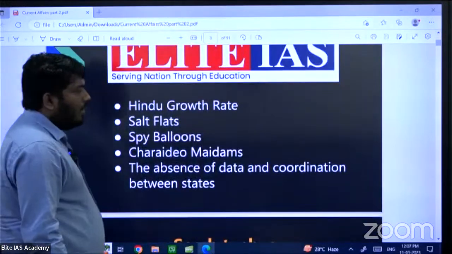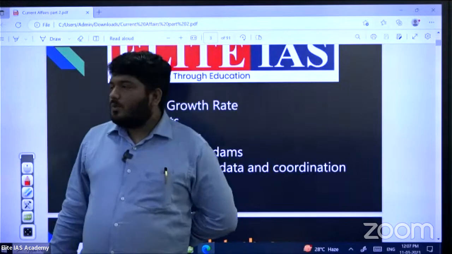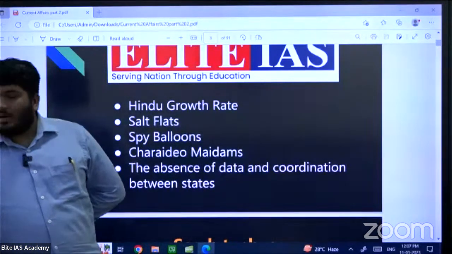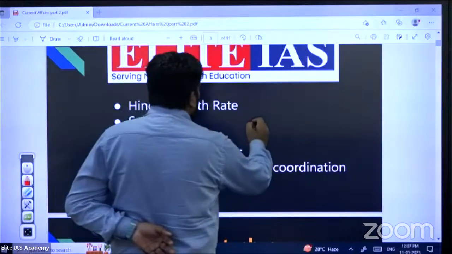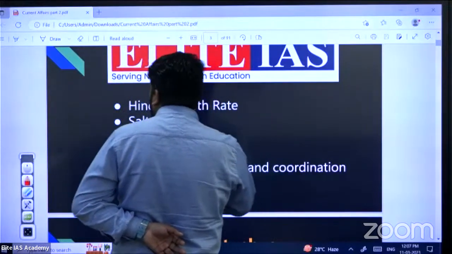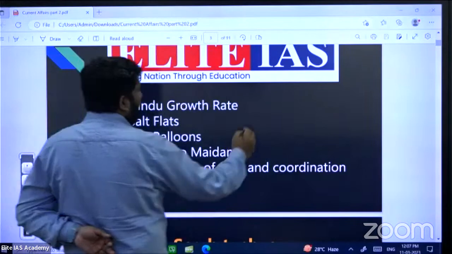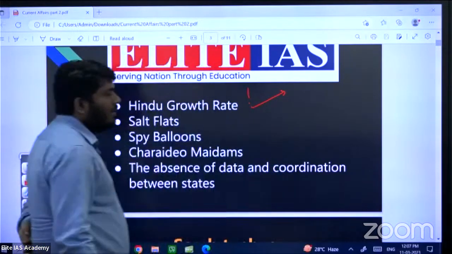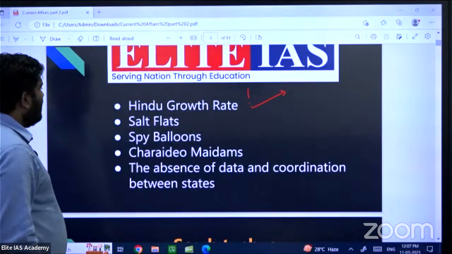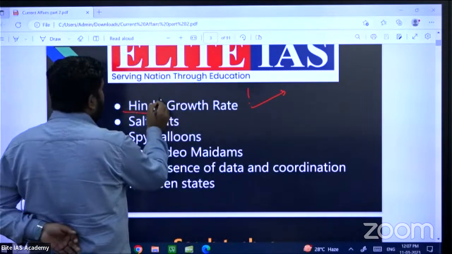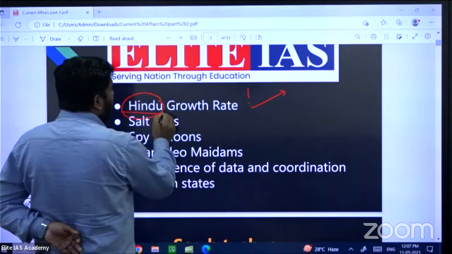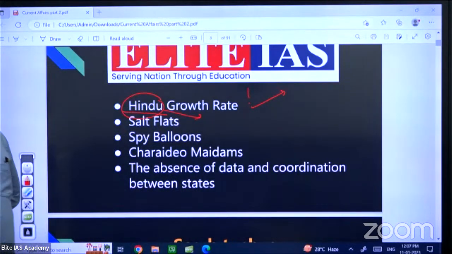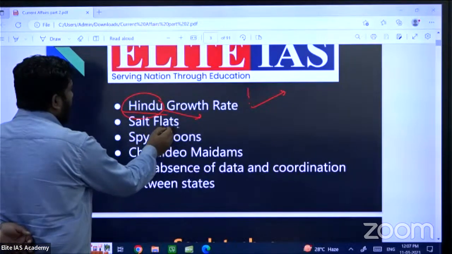Next we have Hindu growth rate. Can all the students who are listening to me confirm what is Hindu growth rate? Anyone know about it? Is it related to growth of Hinduism? Anyone? Okay, we will discuss whether it is related to religion or it is not at all related to religion. So we will discuss that.